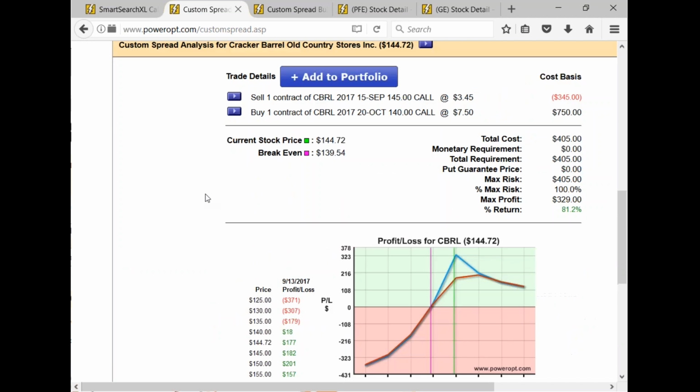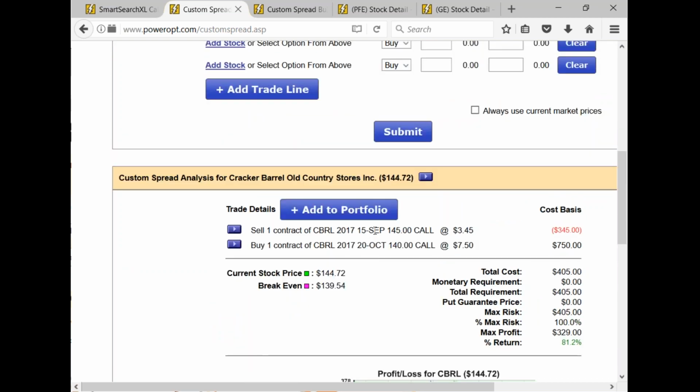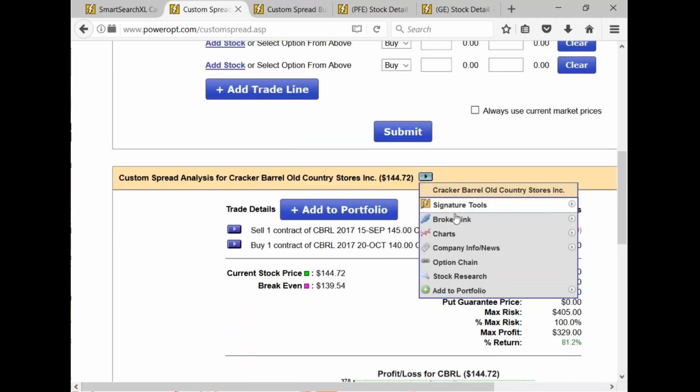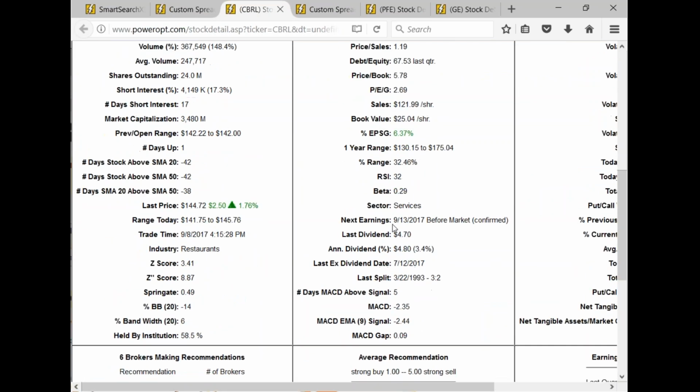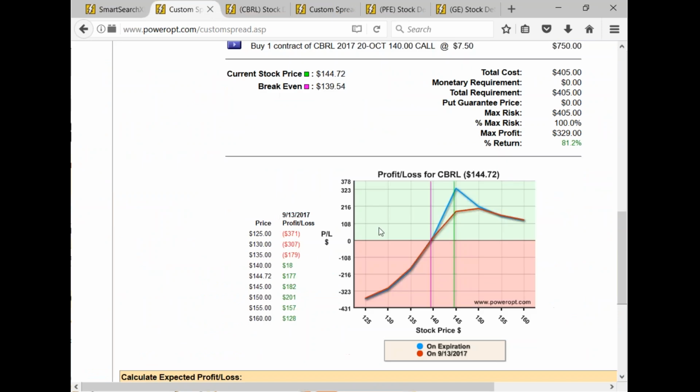What does that tell me? It tells me sometimes either before September expiration or just between September and October, but really before September expiration. Cracker Barrel is going to have earnings on 9/13 before the market opens. So what does that mean? That means that if earnings disappoint, the stock could drop 10 or 12%, $14 down to $130.